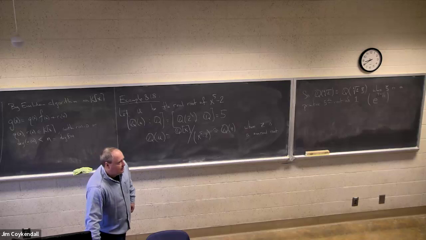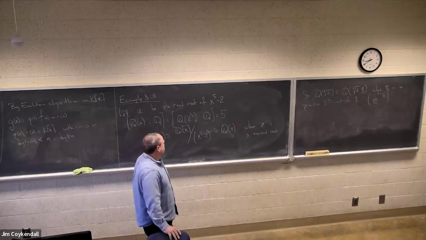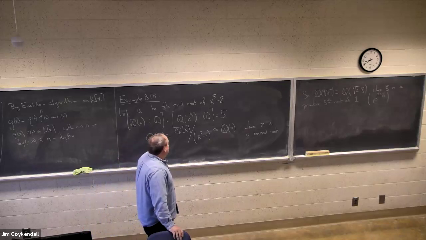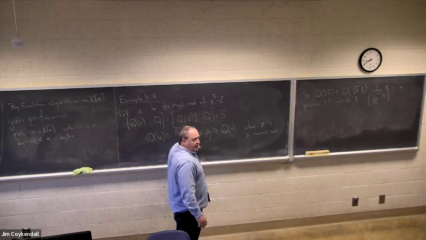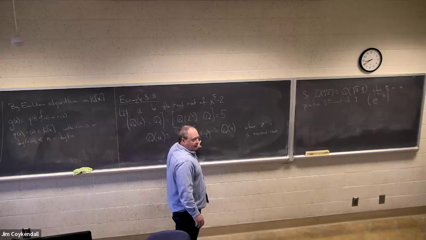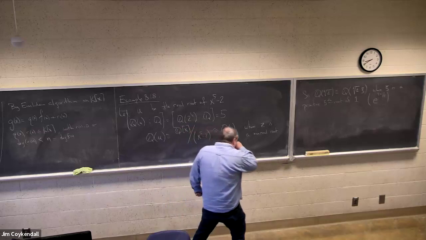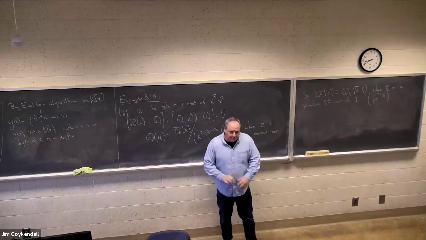Yes, why is the minimal polynomial unique? Well, certainly this is a root of this, right? So the minimal polynomial has to divide this. But this polynomial is irreducible by Eisenstein's criterion. Okay. Everybody okay then.